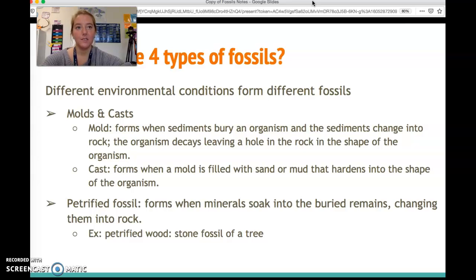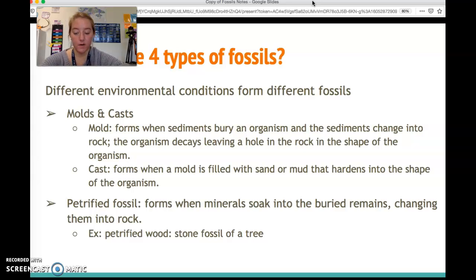That's a cast. Similar to how the dentist might make a mold of your teeth and then make a cast of your teeth. It's the same kind of thing except happening over millions of years. So a mold is when sediments bury an organism and then the sediments change into rock, but then that organism decays, leaving a hole in the rock, the shape of the organism. A cast is when something fills it and becomes a rock.